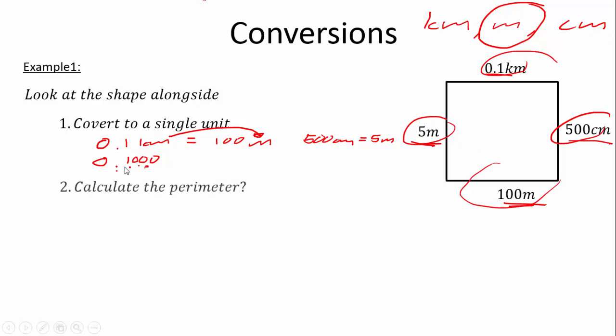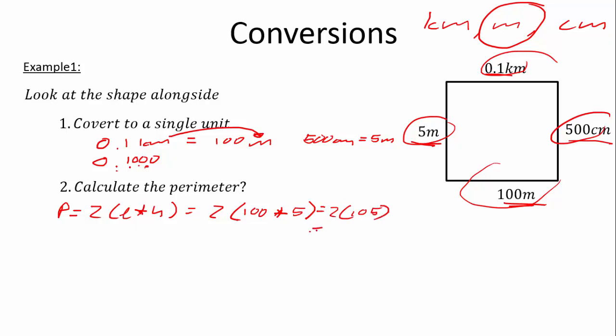Okay, let's calculate the perimeter. Right, so that's easy. The perimeter of a rectangle, we've just spotted it's a rectangle, is 2 times length plus height. So that's 2, what is the length? It's 100 meters. What is the height? 5 meters. Oh, plus, don't forget that's a plus, sorry. So that's 2 times 105, and that is equal to 210 meters.